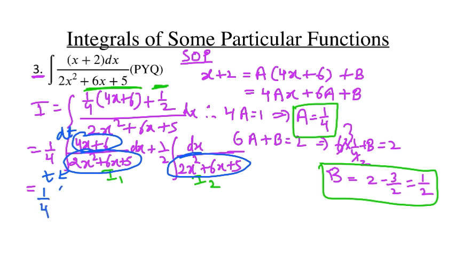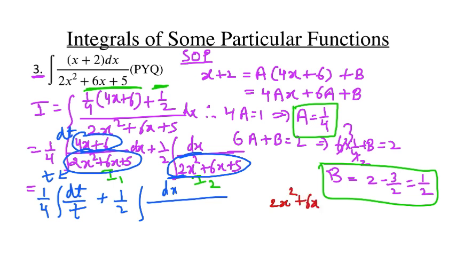So you will have 1 upon 4 dt by t plus 1 by 2 integral of dx upon, here we have a choice of taking this 2 out from here, this 2 out from here and then completing this square, or we can leave this 2 here and then complete the square. So let me take this polynomial aside and complete its square. I am writing it here: 2x square plus 6x plus 5.